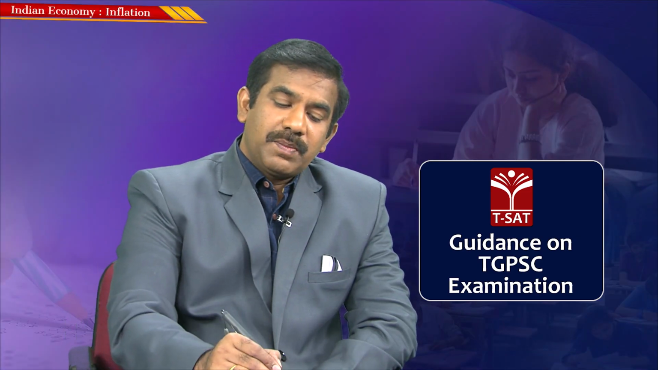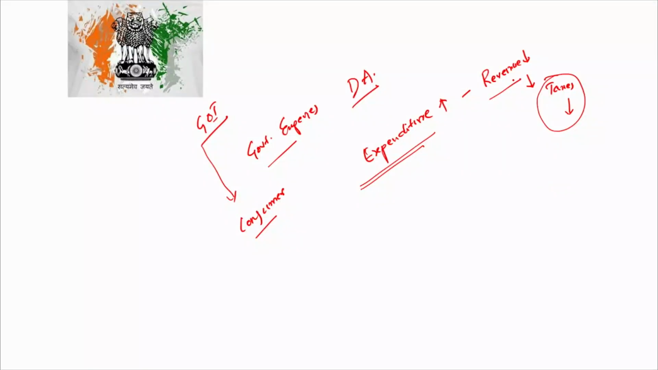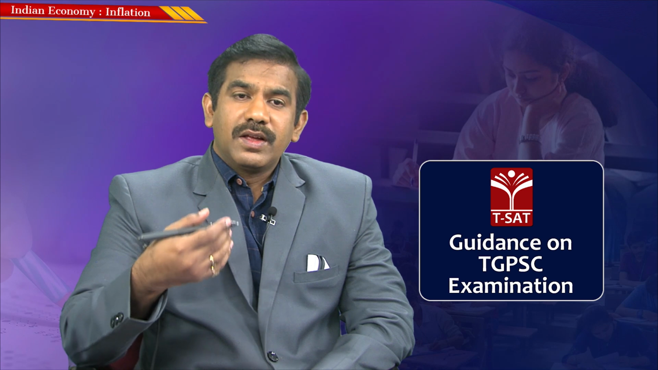So, as a result, what happens when expenditure increases and revenue decreases? The gap between expenditure and revenue, that is what we call the fiscal deficit, increases. So, when the deficits are high, what do you think the government has to do? It has to borrow more money. Borrowing might increase, isn't it? So, that's how inflation not only has an impact upon a common man like you and me, it also has an adverse impact upon the government.